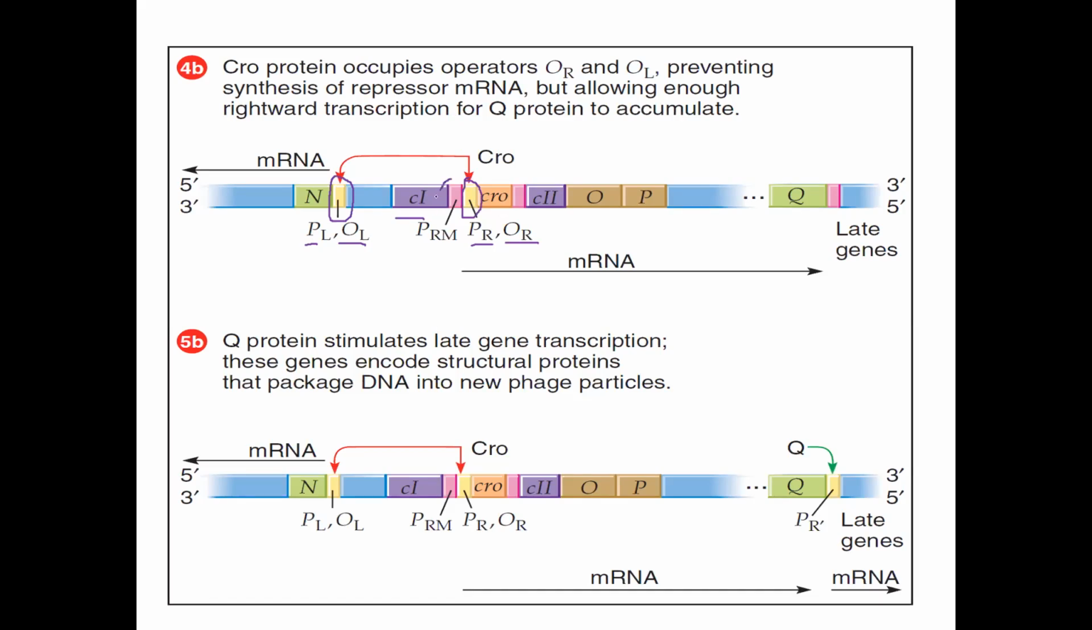You can see PRM is inactivated, and this allows enough Q proteins to accumulate, and Q protein activates promoter PR prime. This is not PR, this is PR prime. So Q activates promoter PR prime, stimulates the late gene transcription required for the synthesis of structural phage proteins and lysis proteins, and the lytic cycle will be followed.